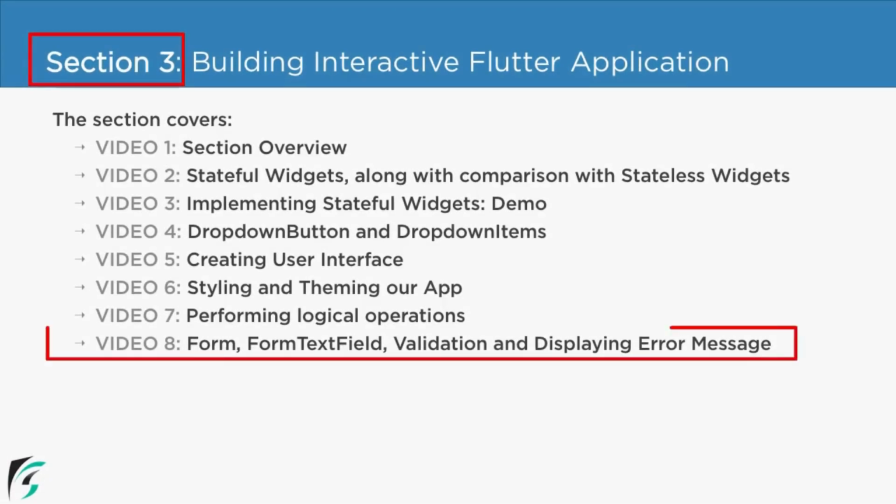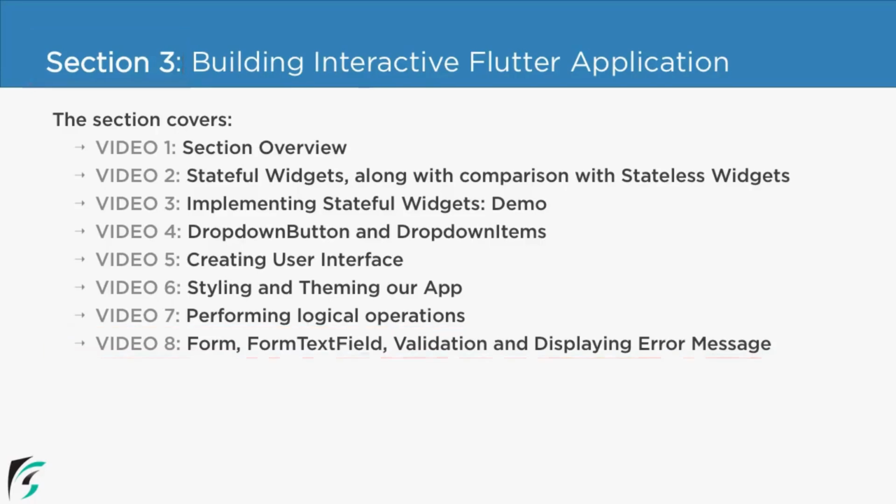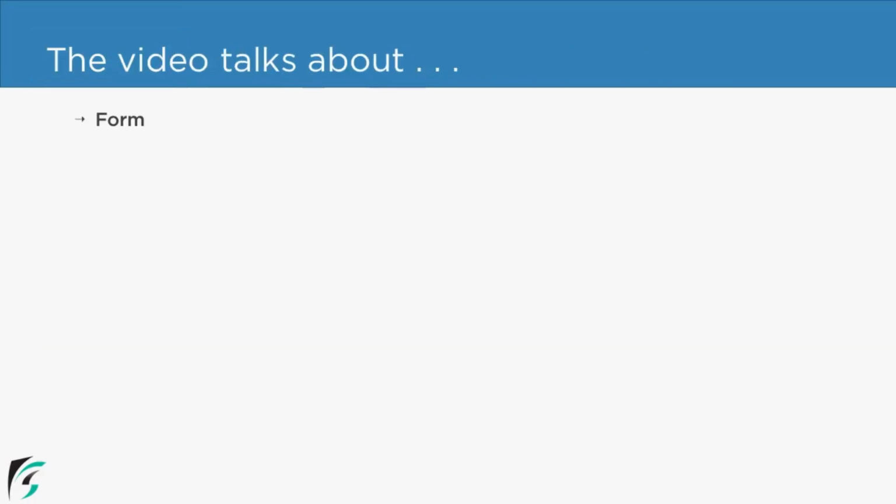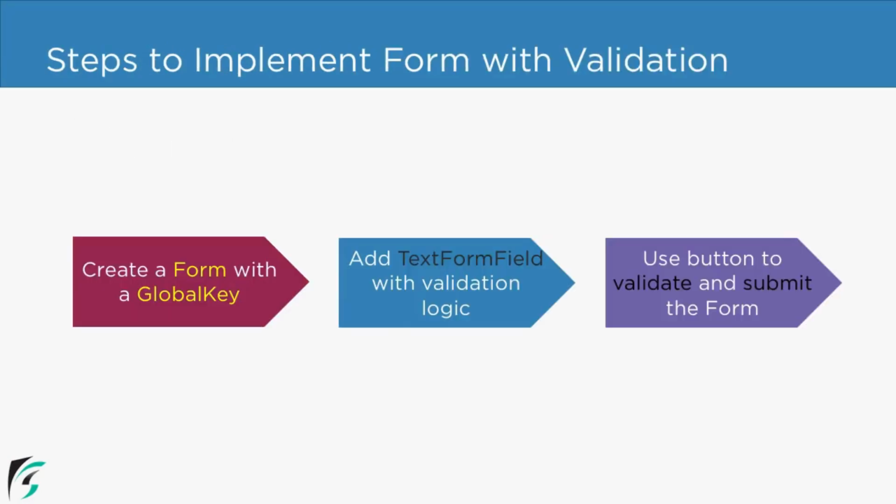Currently we are in section 3 and we are about to check out the 8th video of this section. So in this video we will learn how to create a form, how to use text form field, and also how to add a validator for displaying the validation error message. So we will implement the form with validation in 3 step-by-step process.